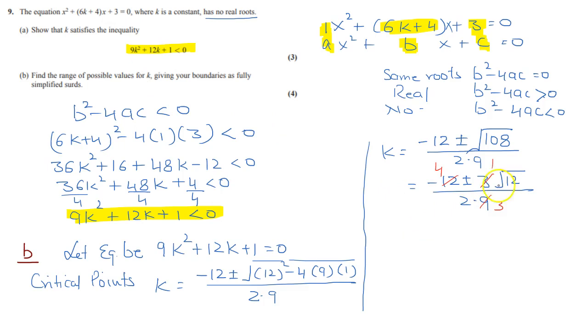So we can write it as 4 plus minus 12, which can also be written as 2 root 3, over 2 multiply 3. We can again cancel by 2. 2 times 1 is 2, 2 times 2 is 4 and 2 times 1 is 2. So k is equal to minus 2 plus minus root 3 over 3.